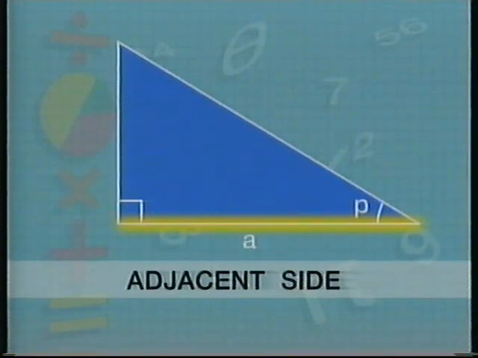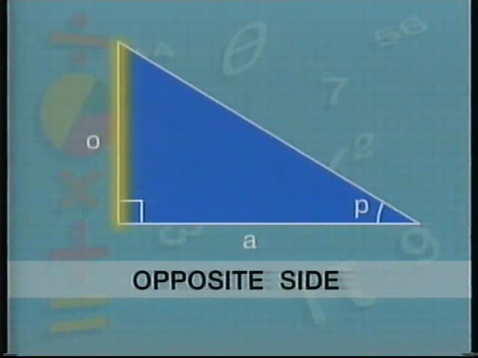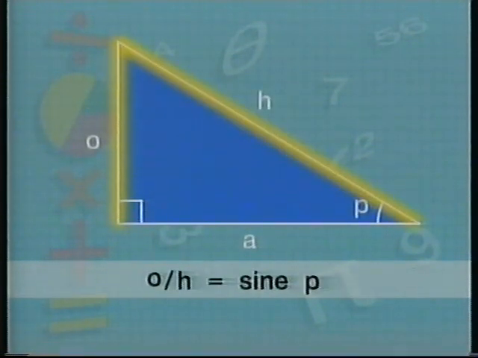The other rules concerning right-angled triangles are to do with their angles, and you must learn these too. This angle, let's call it P, has an adjacent side. It's adjacent to the right angle, and it has an opposite side. The ratio of the opposite length to the length of the hypotenuse is called the sine of the angle P.